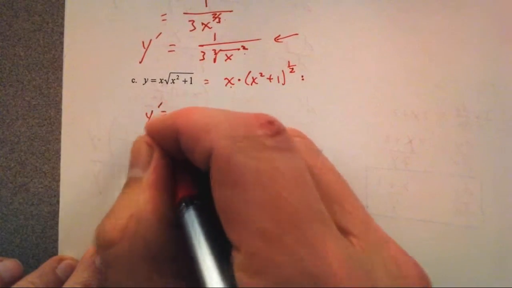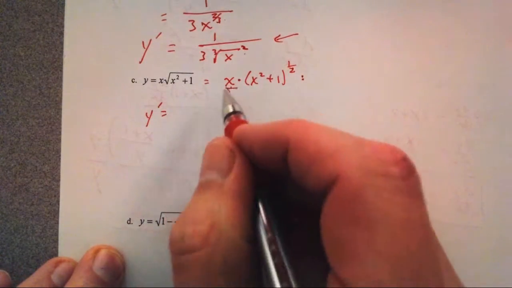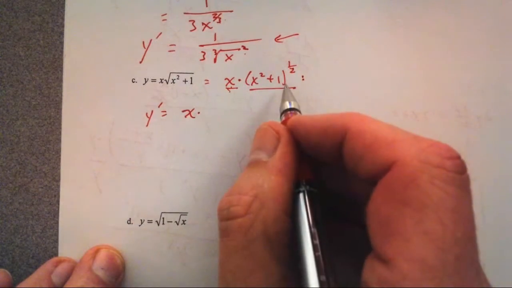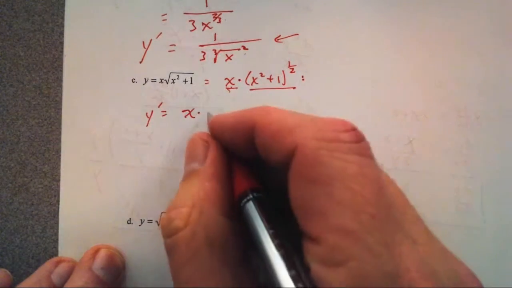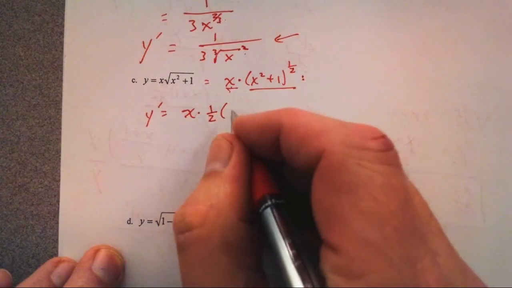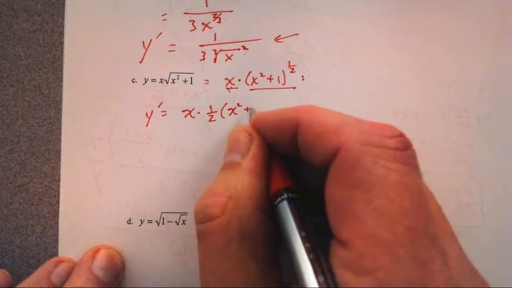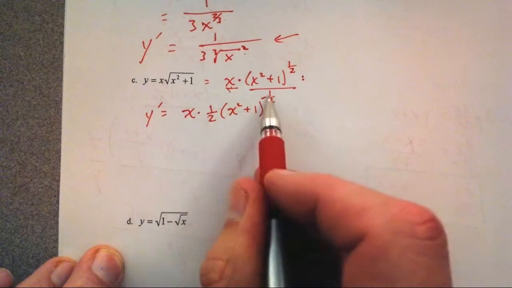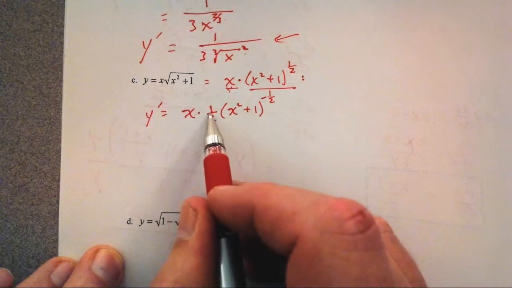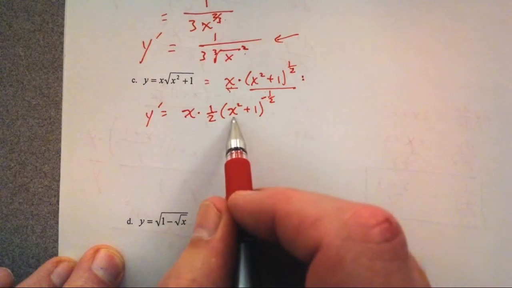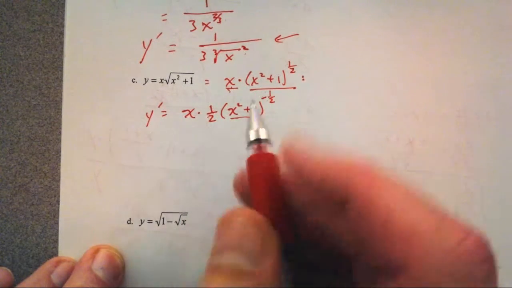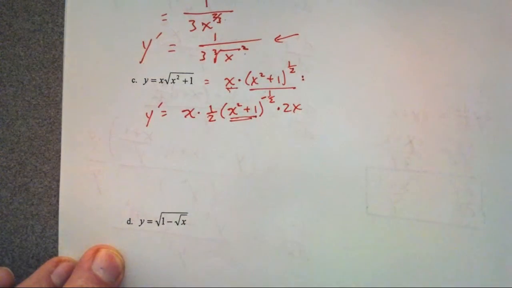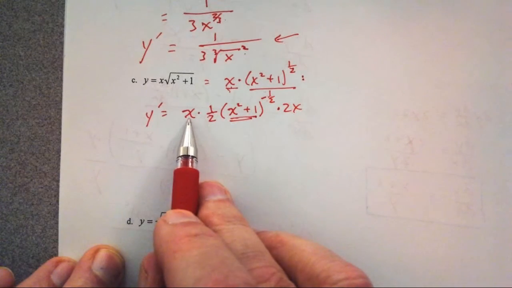So y prime equals the just plain first function. There's first, there's second. Just plain first, x times derivative of second. All right, that's a chain. 1/2 times the inside function reduced by 1 to the negative 1/2. So that is the outside derivative, or treat the mother function, leave the inside function, the baby, alone, then treat the baby times the inside derivative 2x. Now that's just first times derivative of second.